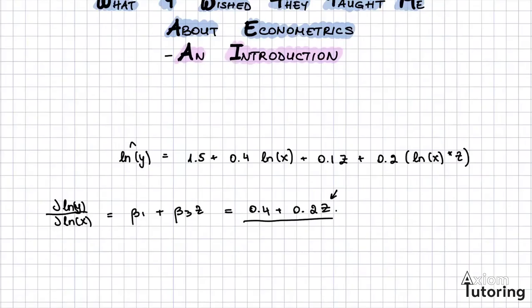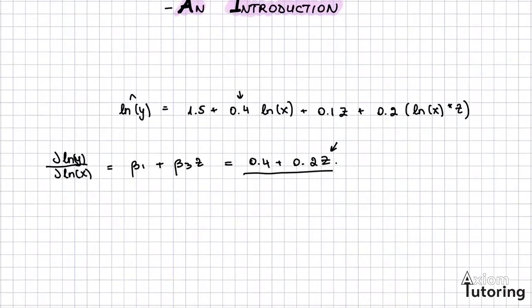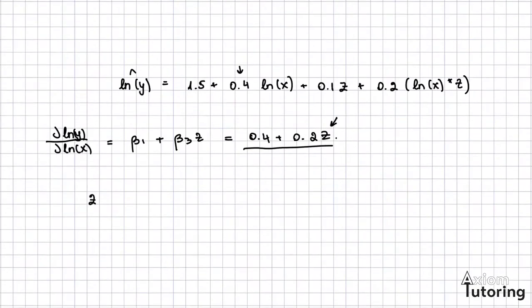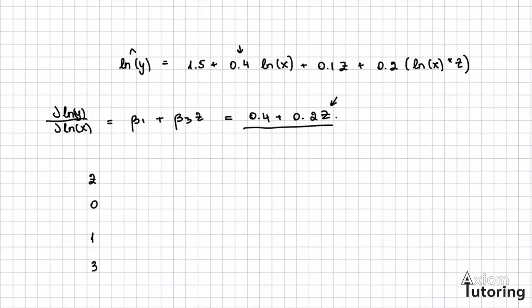If you refer back to the video that we did for the standard log-log model, where the elasticity was simply beta 1, so it would have been just 0.4, it was the same for everyone. But now, as you can see, it's going to vary for different levels of experience. So we can do some evaluations at different levels of experience. For instance, we can imagine z to be 0, 1, and 3.